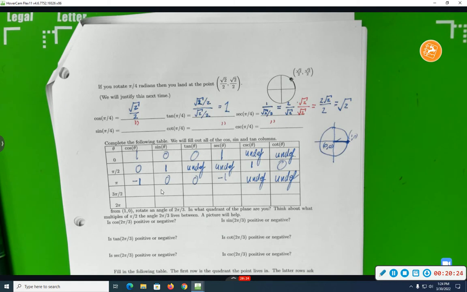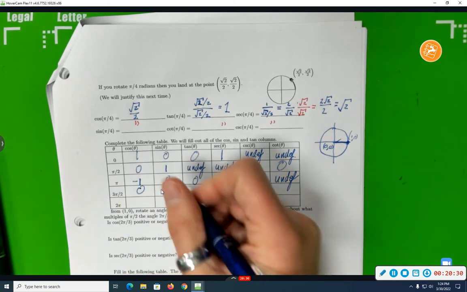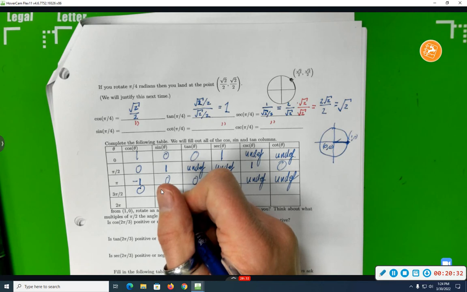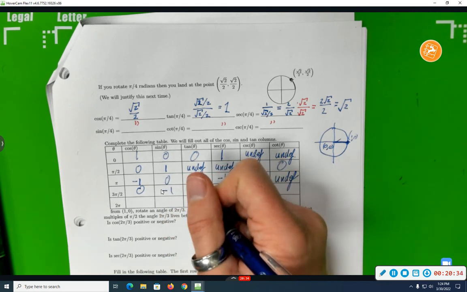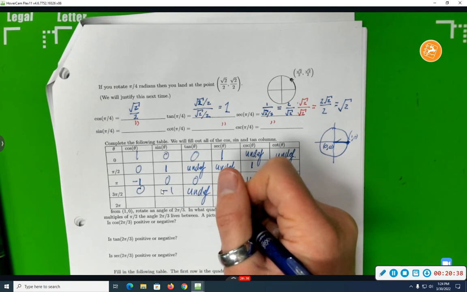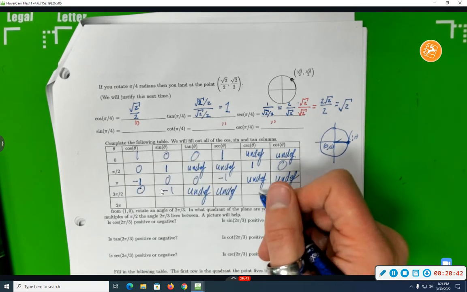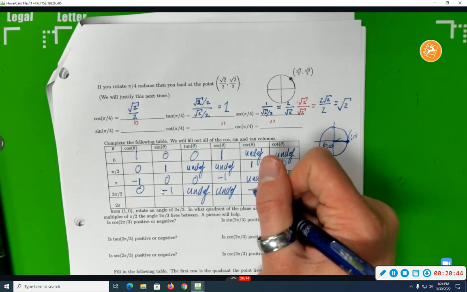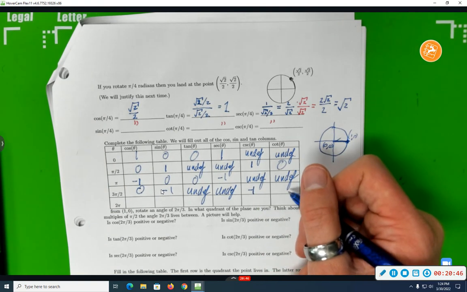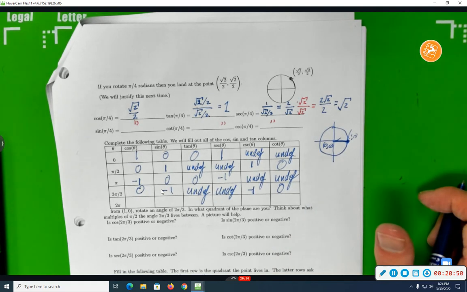All right, so what's cosine of 3 pi over 2? Sine? Tangent? Secant? Because you can't divide by 0. Cosecant? Cotangent. Groovy. Does that feel pretty okay?